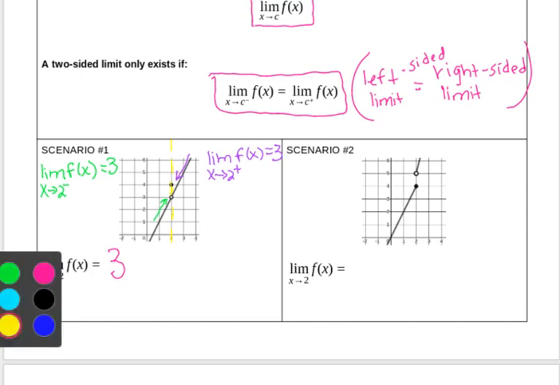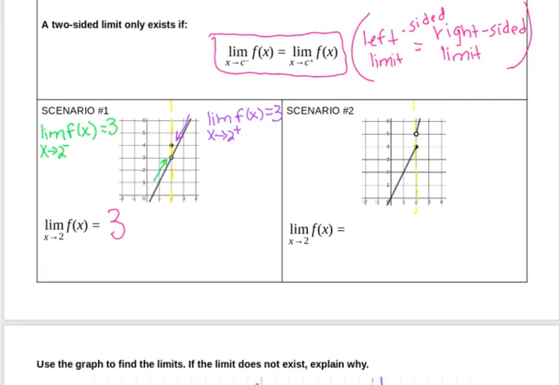Let's do the same thing for this next example. If you don't need to draw this line at x equals 2, that's totally fine. I just find that it helps at least in the beginning. So let's do the left-sided limit first. So the limit of f of x as x approaches 2 from the left side.